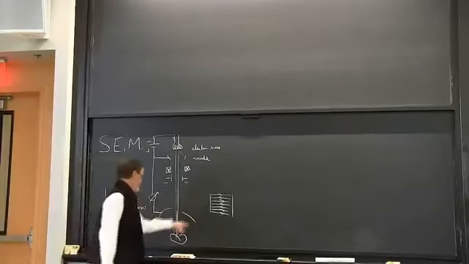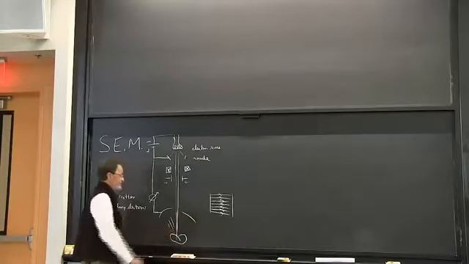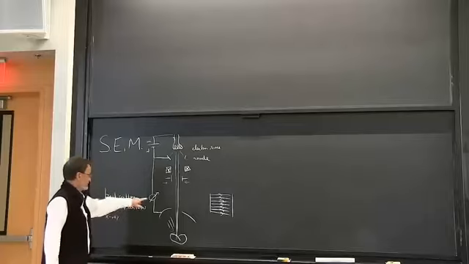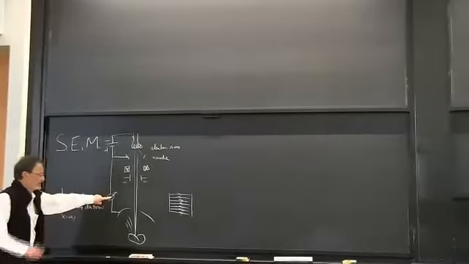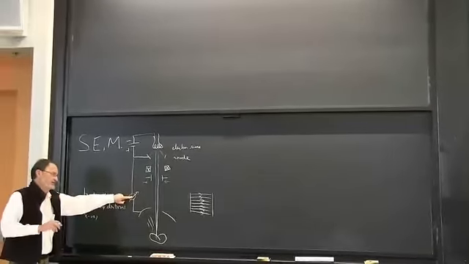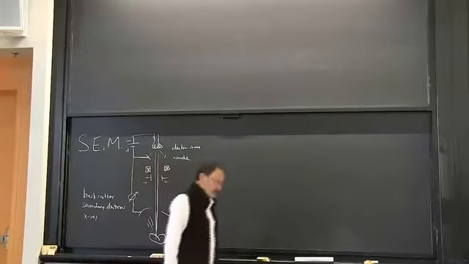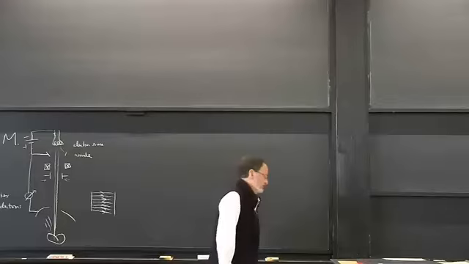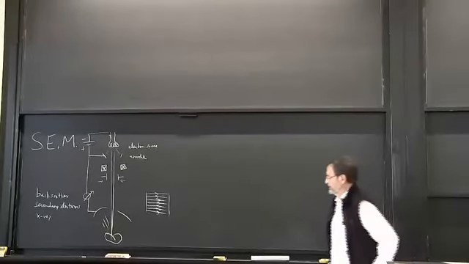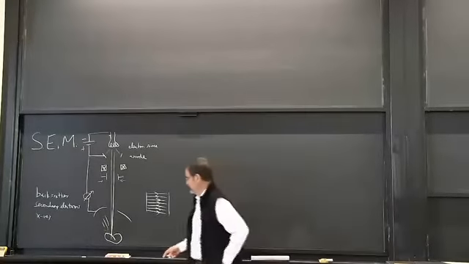And that's applied here. So we scan in a raster fashion, and then what do we do? We use the current measured here to modulate a light beam in a display, either another CRT or read it into a computer and display it on an LCD. And then you can control the magnification.